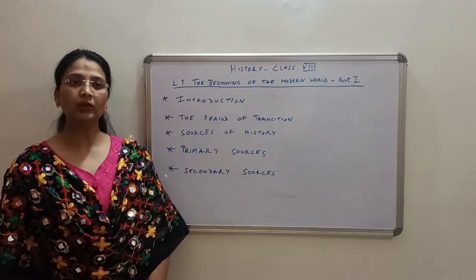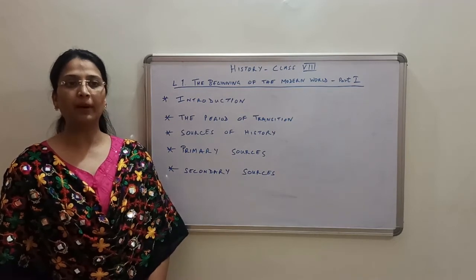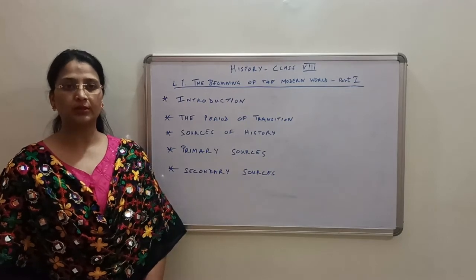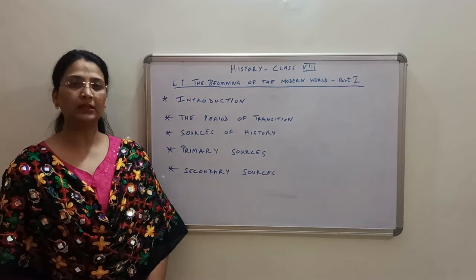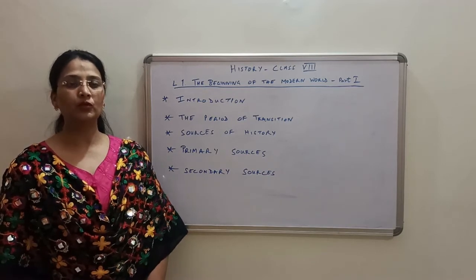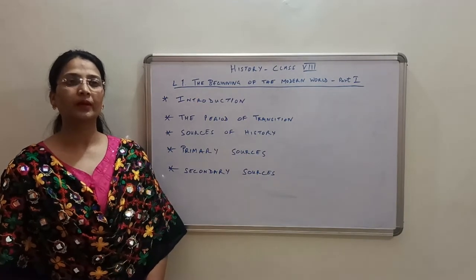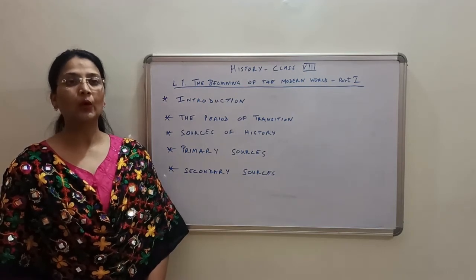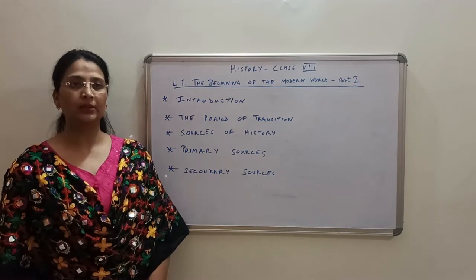Now coming to the sources of history. Information about the modern periods come from various sources. They can be divided into two main categories: primary sources and secondary sources. Primary sources or main sources include sources created by people who witnessed the events.